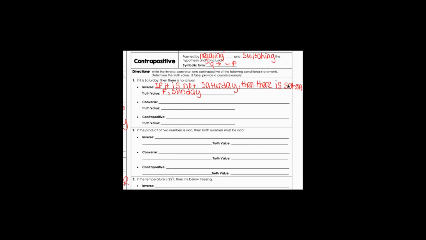Okay, so the converse is formed by switching the hypothesis and the conclusion. So you do not negate anything. We're just going to flip the order around. So we're going to say if there is no school, then it is Saturday. I'll just abbreviate Saturday. So again, Sunday is an exception to that. It could also be Sunday. So that's false because of Sunday.